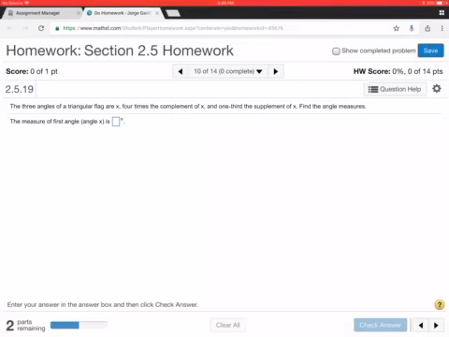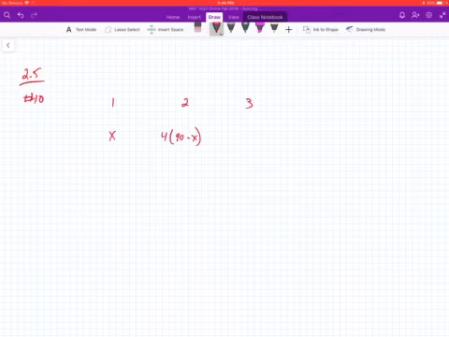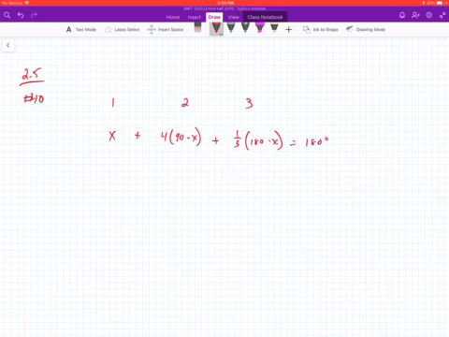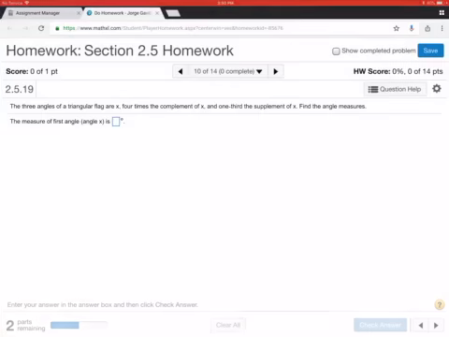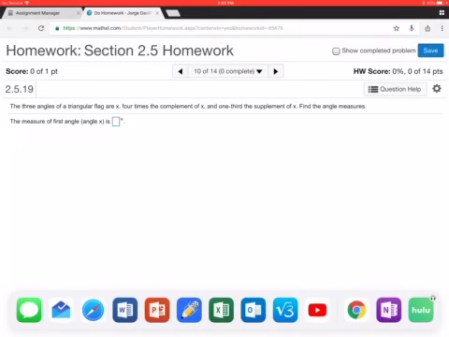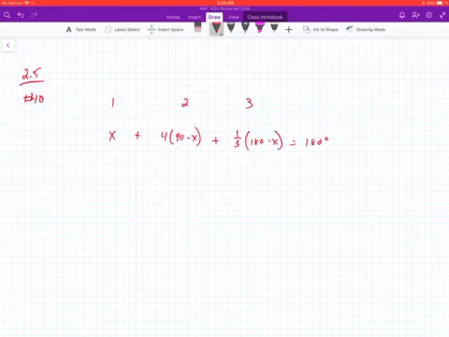The third angle is 1/3 the supplement of x. The supplement of x is 180 minus x, and we take 1/3 of that. The sum of these three angles together has to give us 180 degrees. So x, plus 4 times the complement of angle x, plus 1/3 the supplement of angle x. That's what they were asking us here: find the angle measures.